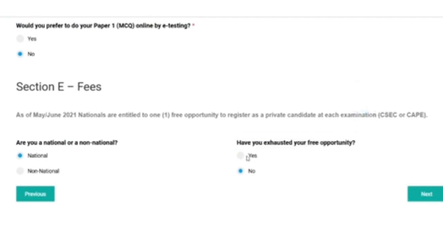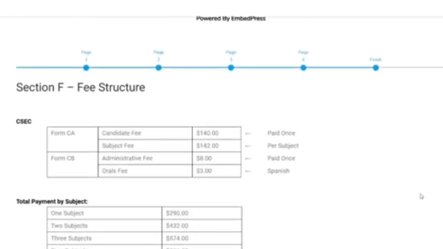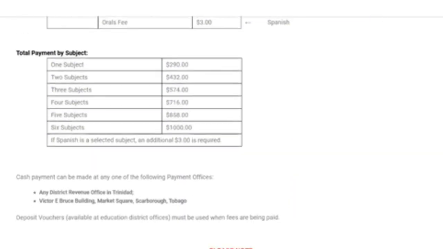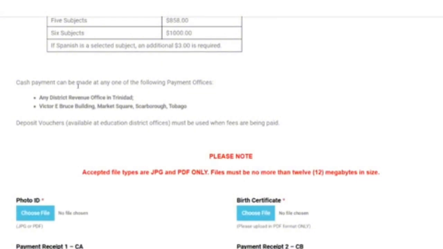Because if you press yes here, which means you have to pay, you have to upload the slips, the 2 deposit vouchers. Then we press next, and they will tell you what the payment structure is for those who have to pay. Cash payment can be made at any district revenue office in Trinidad, and then we have the Tobago option. Deposit vouchers available at Ministry of Education offices must be used when fees are being paid. So do not go to pay at the Ministry of Finance if you did not collect the payment vouchers. That's for people who have to pay. Some of you will not have to pay because you have your free option.